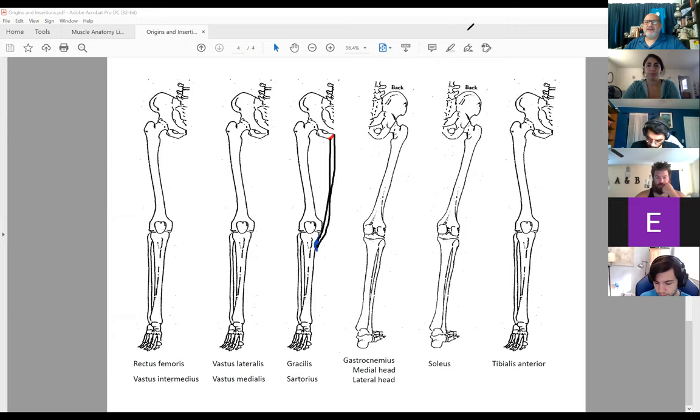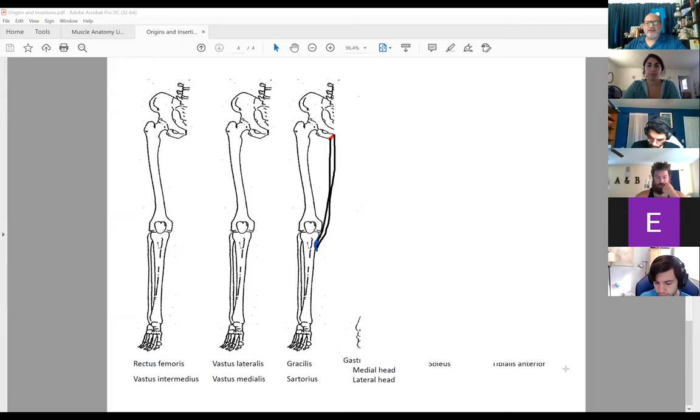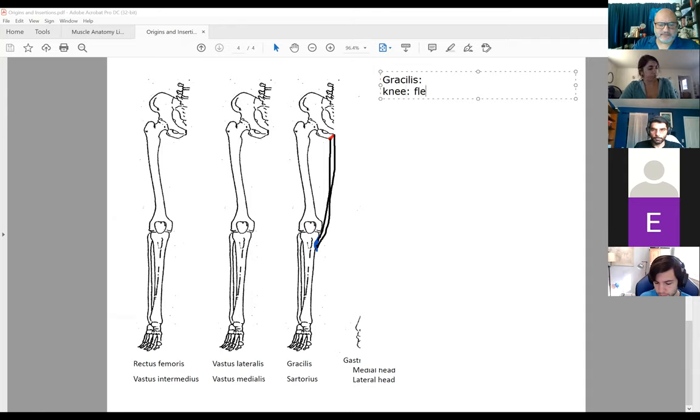And let's go ahead and do this. I'm going to cheat and give myself some space to write. You can do this on a separate piece of paper or something like that, but I can't switch back and forth without losing the image. So for the gracilis, what are the four actions? Let's start first with the knee. What is the effect that it has on the knee? Flexes the knee. Flexes the knee, excellent. What about the hip?